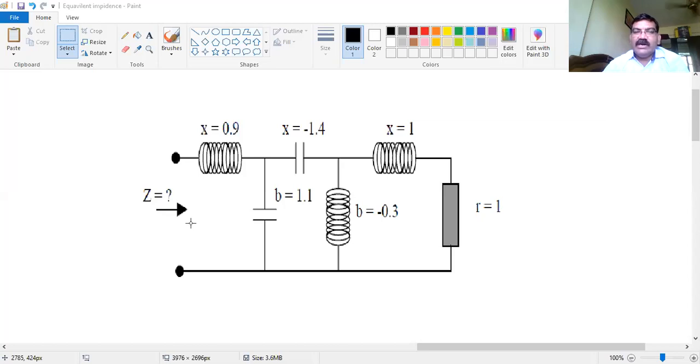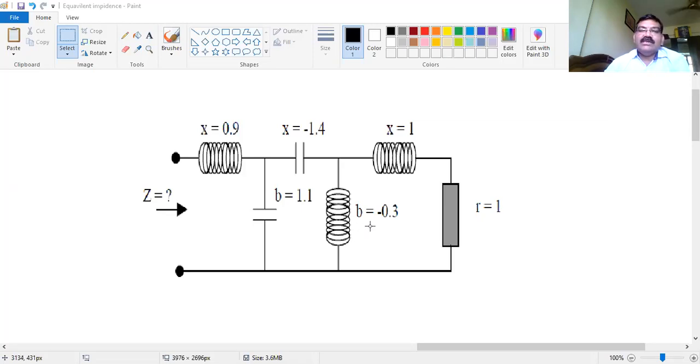So this is the simplified question. Here the resistance R is equal to 1. Here this is the inductance and the reactance of the inductance is given as 1. This is again in parallel, so its reactance is minus 0.3. Here it is a capacitor. Sorry, here the inductance reactance is not given; B is given directly. So it is a very simplified numerical. B is given, B means susceptance.